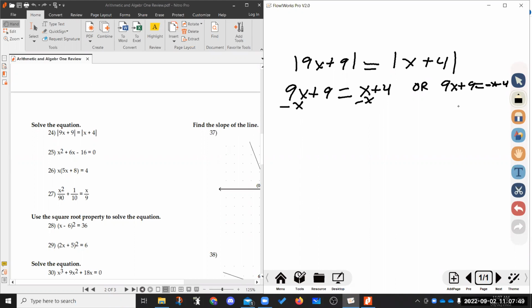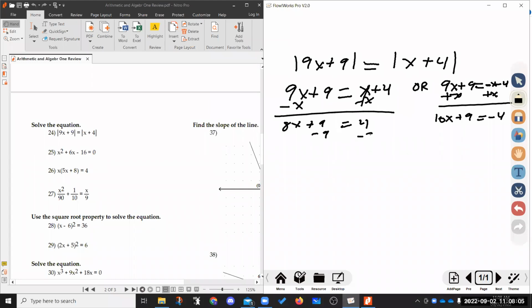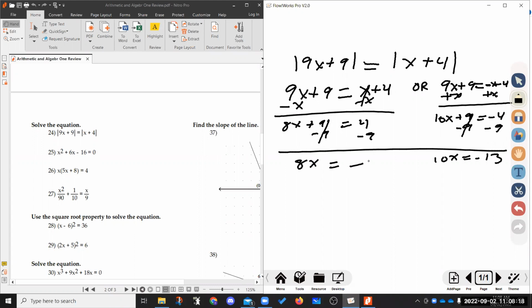So subtract x from both sides, add x to both sides. Subtract 9, subtract 9. The left one, divide by 8. The right one, divide by 10.